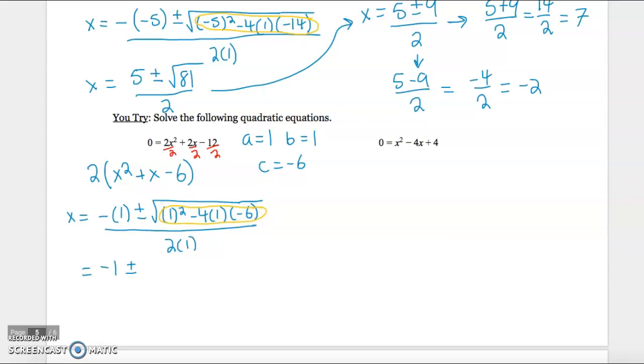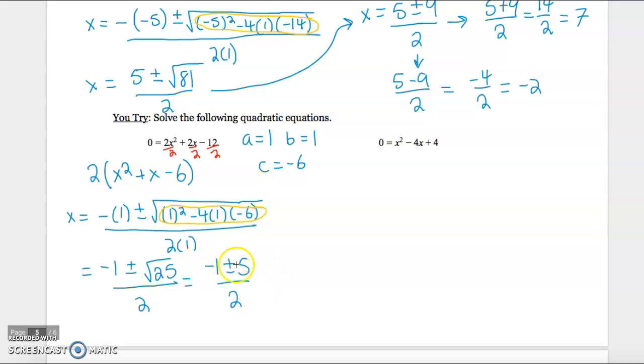So when I do that, I'll do parentheses 1 parentheses squared minus 4 times parentheses 1 parentheses, and then my last set, parentheses negative 6 parentheses, I get 25, so it's the square root of 25 all over 2 times 1 is 2. And then I check to see if I can actually take the square root of 25, and I can. I get 5, so negative 1 plus or minus 5 over 2.